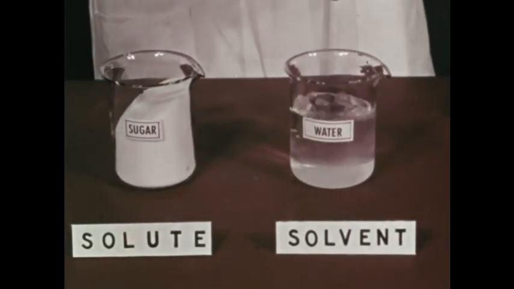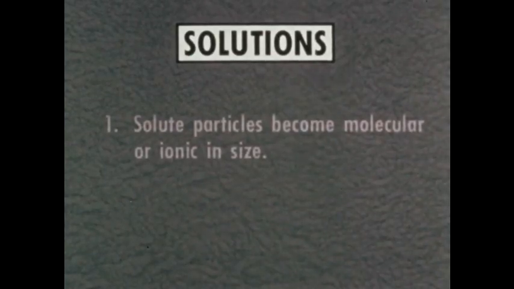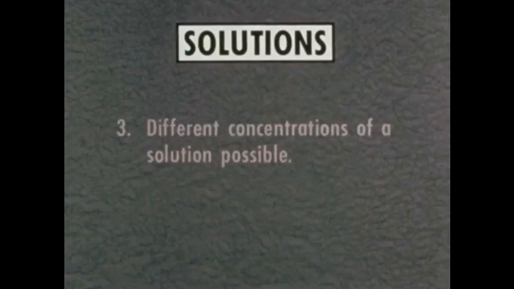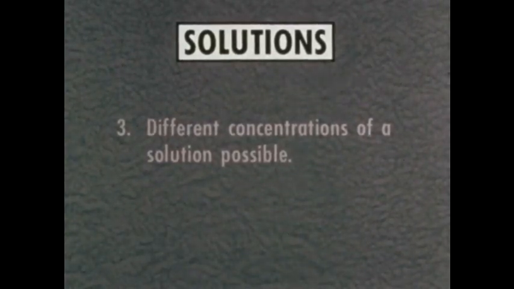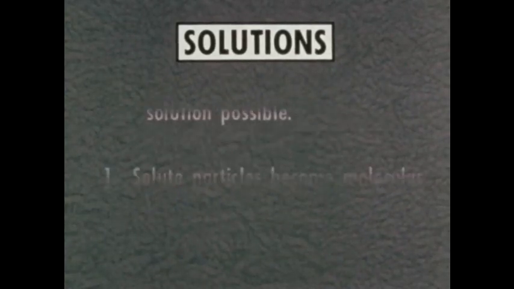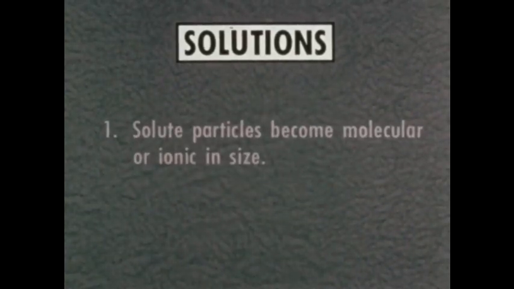Here are three important ways to know a solution. The first is that the solute is broken down to the size of molecules or ions. Second, the bits of solute and solvent are spread out evenly and stay spread out. Third, a solution can be made stronger or weaker. The concentration of solute and solvent can be changed. Let's look at point 1, the size of the particles.